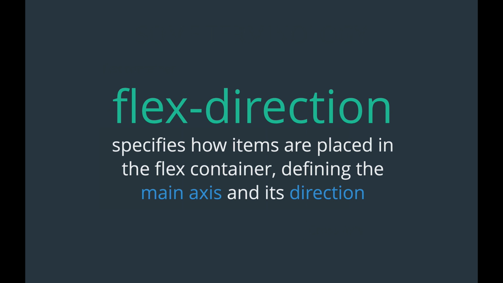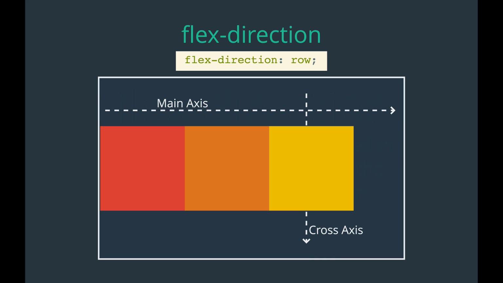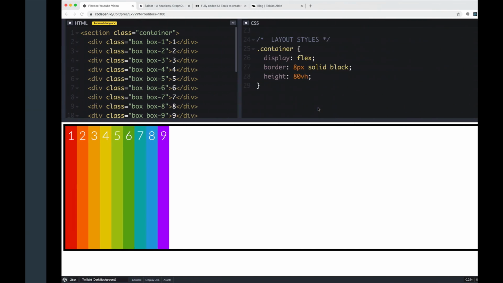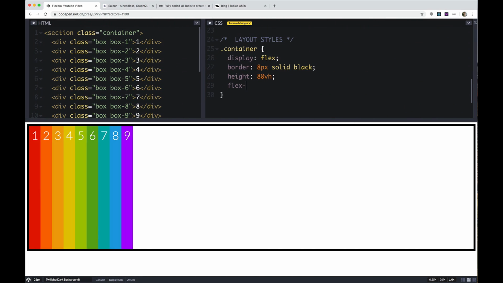Flex direction is a property that we put on the container, and it's going to define the main axis and its direction. So the default is flex direction of row. This is what we already have happening. Our content is flowing in a row from left to right, but if I change this to row reverse, let's try it on the container, flex-direction: row-reverse.